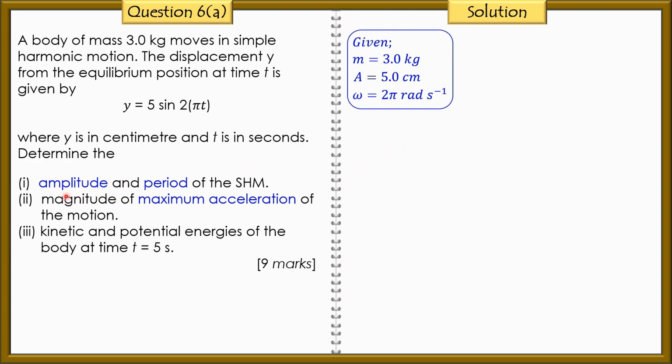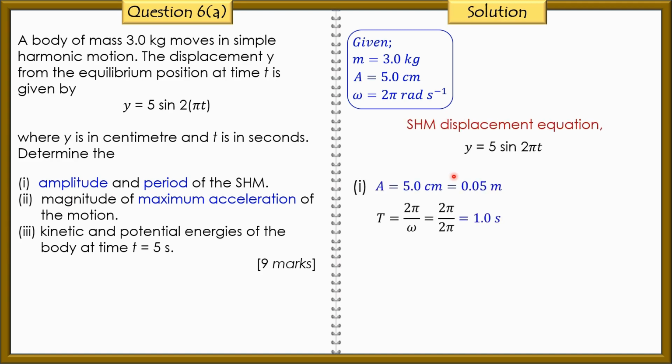First, question number 1, you need to determine the amplitude and period of the simple harmonic motion. Referring to the equation of the simple harmonic motion, which is y is equal to 5 sin 2 pi t, we know that the amplitude is equal to 5 centimeter or 0.05 meter. And for the period, we know that omega is 2 pi radian per second. For the period, T is equal to 2 pi over omega. Then you substitute the omega 2 pi, you will get that the period is 1 second.